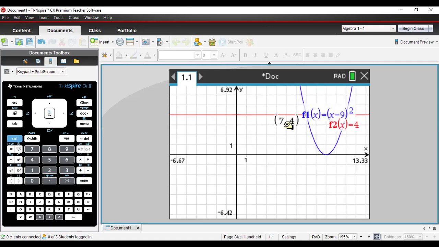Even though the coordinates are not identical, that doesn't matter. We're looking for the x value because that's what we're trying to solve for. So the x's are the same. So from there, I can go here and I know that that's going to be the answer.